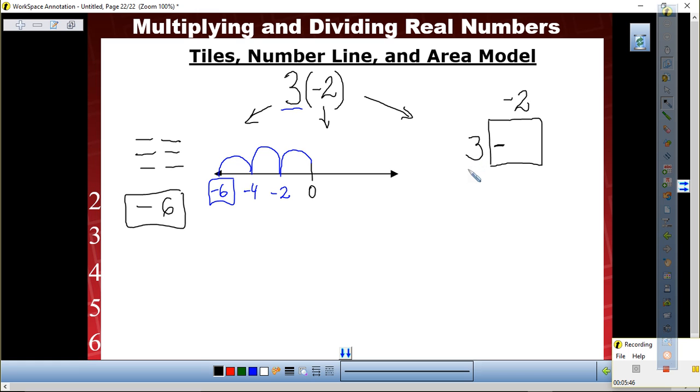Now we do the computation. 3 times 2, that is 6. Very simple? Yes? Okay, let's do another one. Let's do 2 times -12.